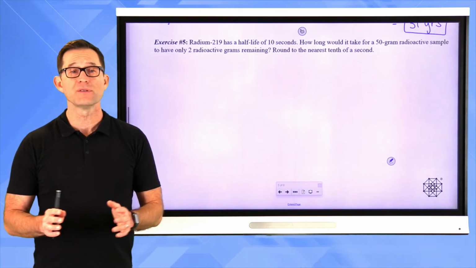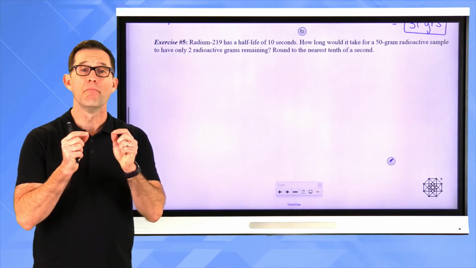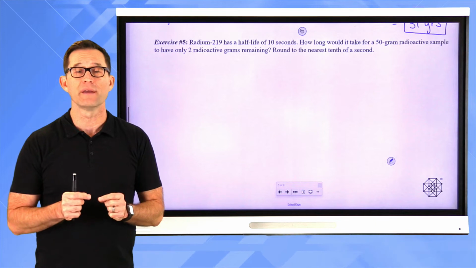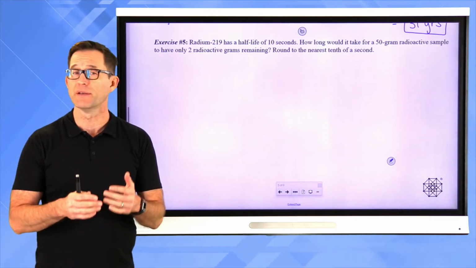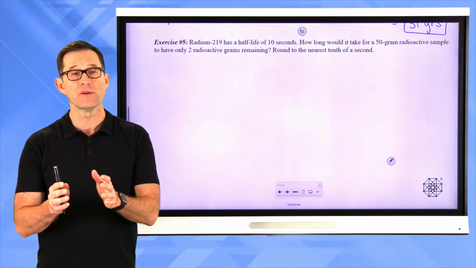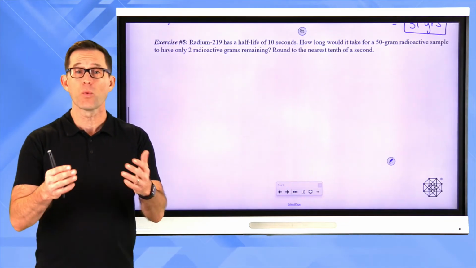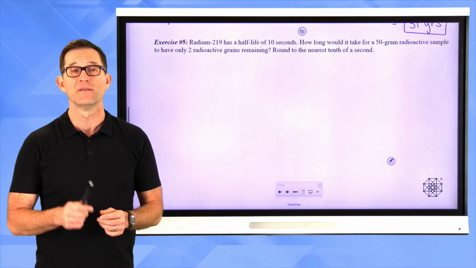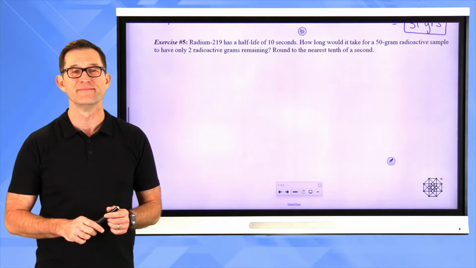So again, what I would suggest doing is first modeling the amount of the radium-219 that is still radioactive based on our half-life lesson from the last unit. Then set up an equation that you're trying to solve, and then work through it using logarithms. Pause the video now and see what you can do.